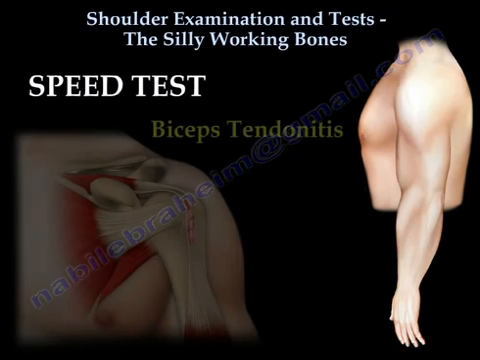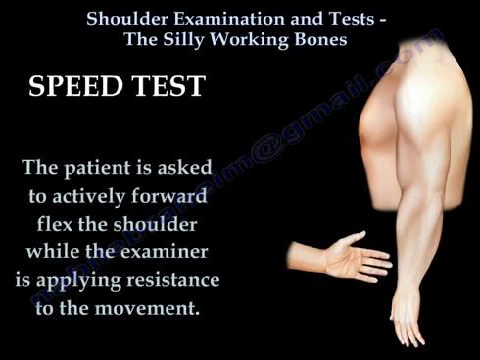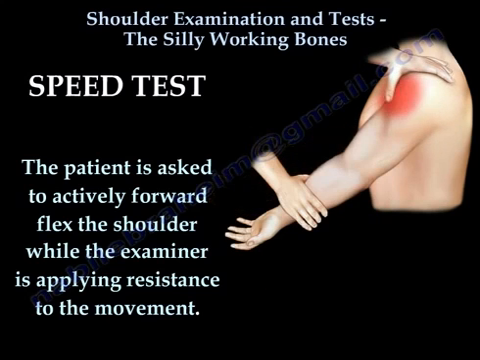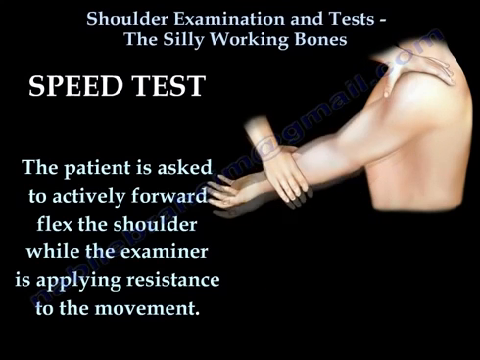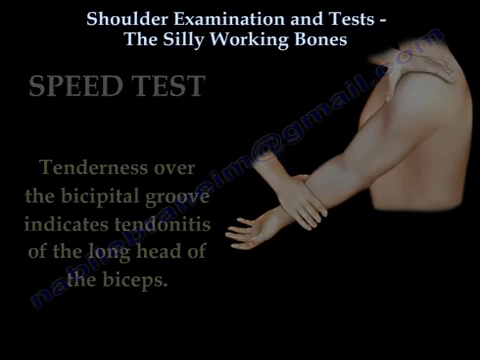A speed test is done for biceps tendonitis. A speed test sounds like an odd name for a test, but it is the real name for the biceps tendonitis test. The patient is asked to actively forward flex the shoulder, while the examiner is applying resistance to the movement. Tenderness over the bicipital groove indicates tendonitis of the long head of the biceps.